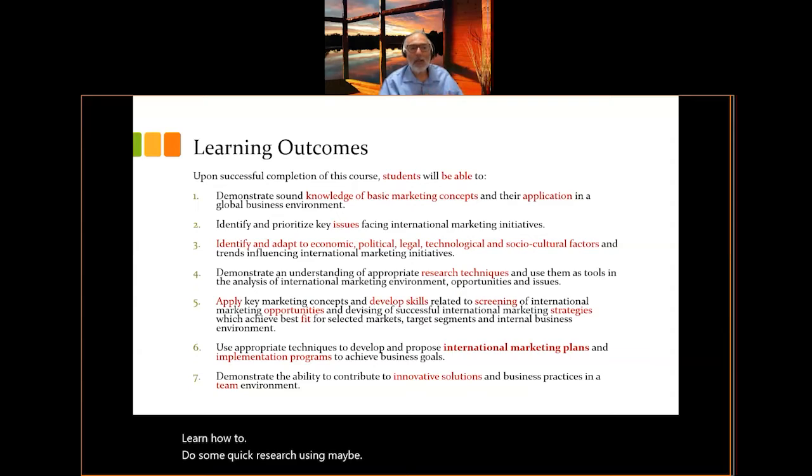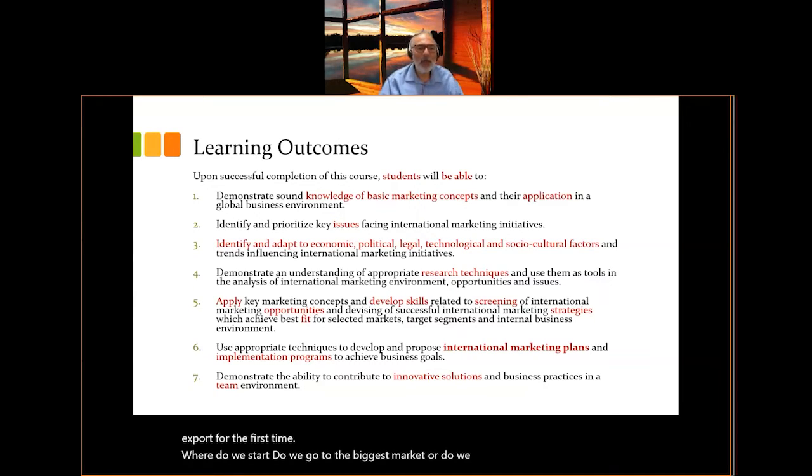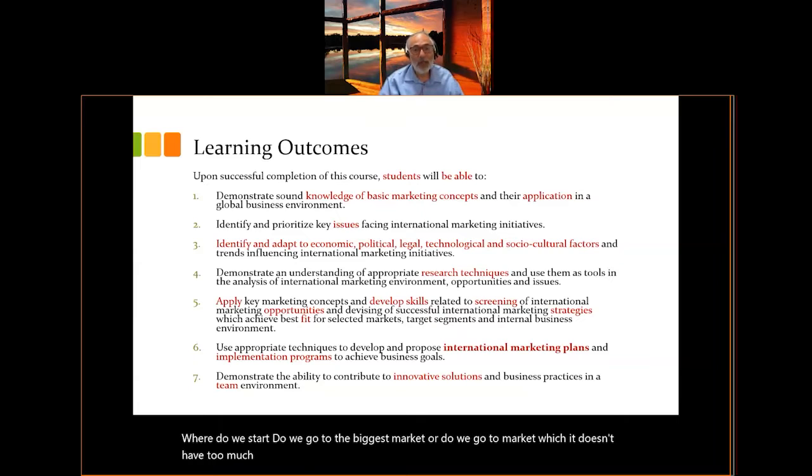secondary research or existing reports, existing marketing reports, to see which markets are best to enter. So if we're a company, let's say, for example, in Vietnam or in India, and we want to export for the first time, where do we start? Do we go to the biggest market, or do we go to a market which doesn't have too much competition? Do we go to a market which is nearby, where the culture is similar, or do we go to a market where the demand is rising?